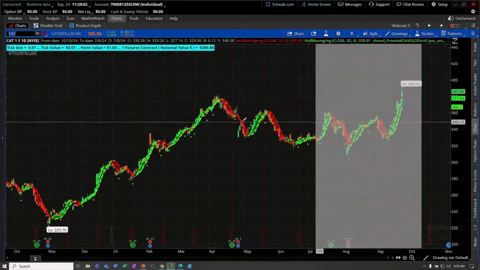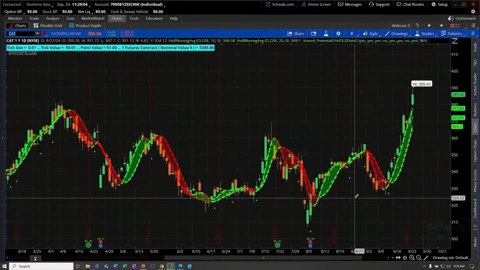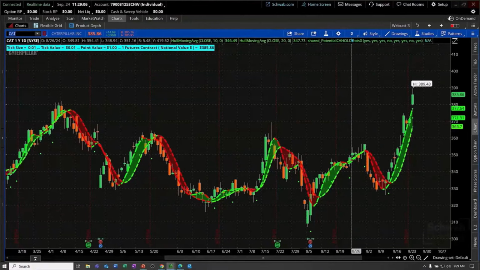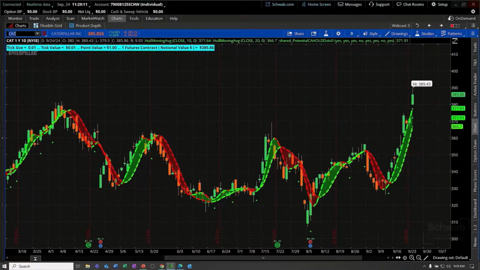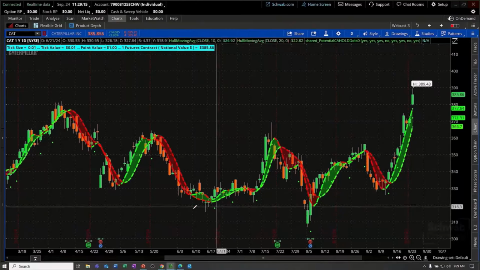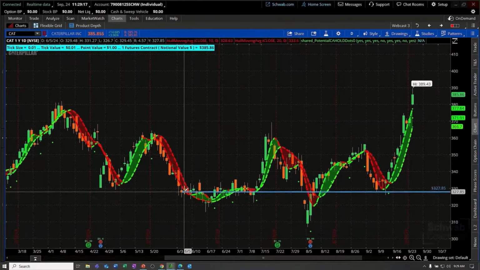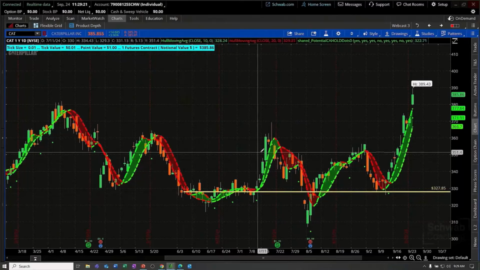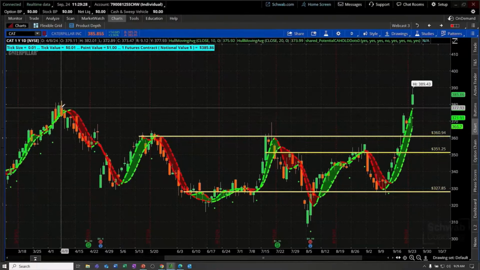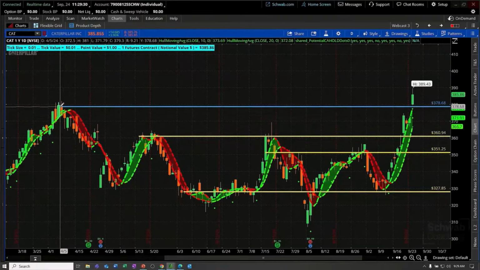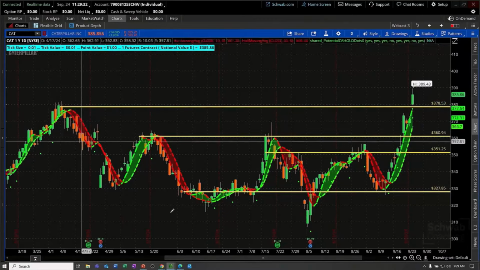Now, what do we see on Caterpillar? We're looking at the daily chart of Caterpillar. What do you see? Well, it kind of looks like a little continuation. Now, what you're going to see is a 327 low, and some kind of upper end maybe of that channel. That's another line of resistance. You really have this top part, which we've now just blown through.